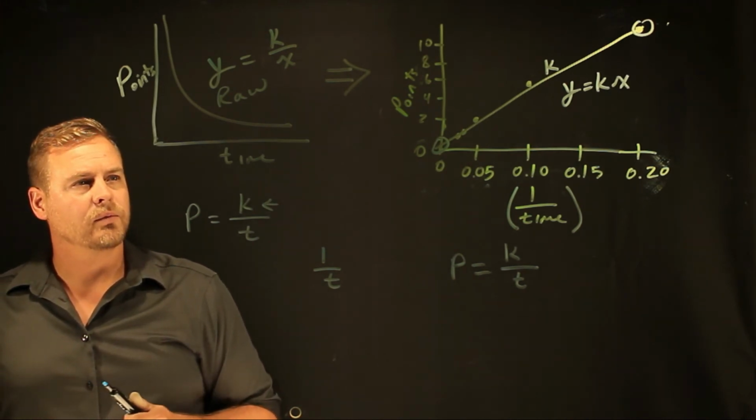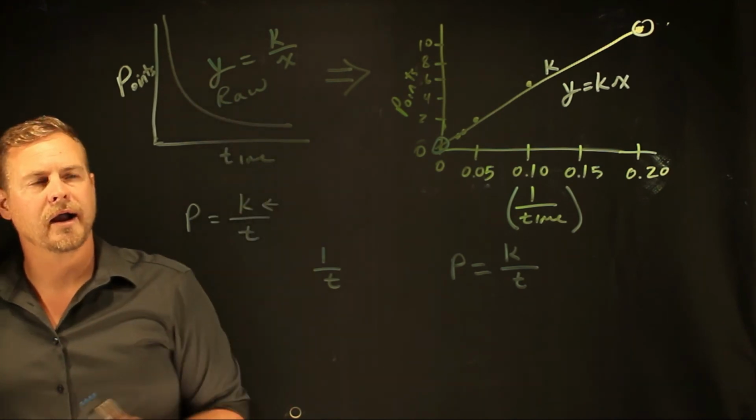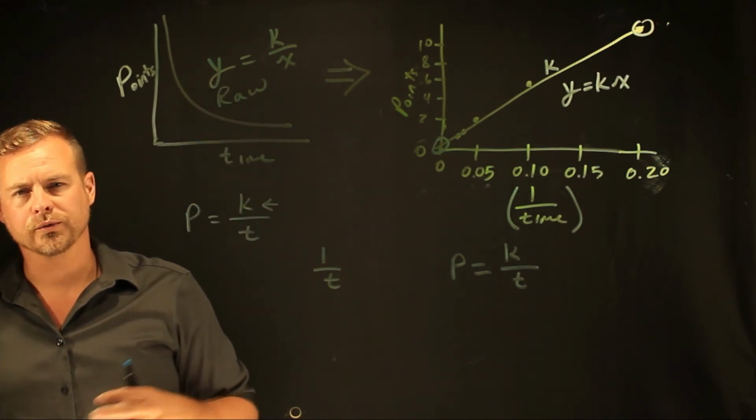So this is the method that we're going to use to adjust any raw graph that comes out as an inverse or a quadratic or a root.